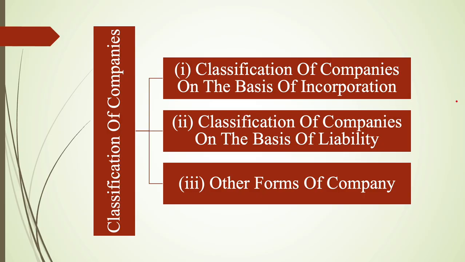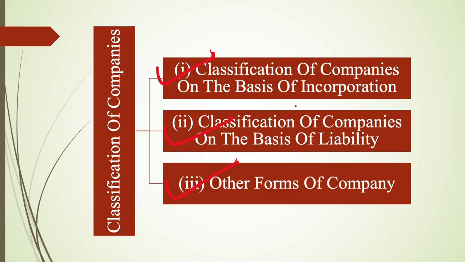Companies can be classified on different bases. First is classification of companies on the basis of incorporation. Second is classification of companies on the basis of liability, and the last is other forms of company. So these are the various bases of classification of companies. Now these bases are further classified into different forms of company.